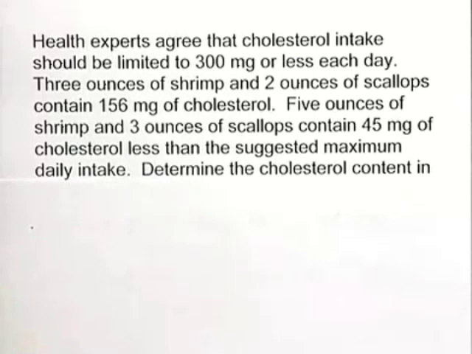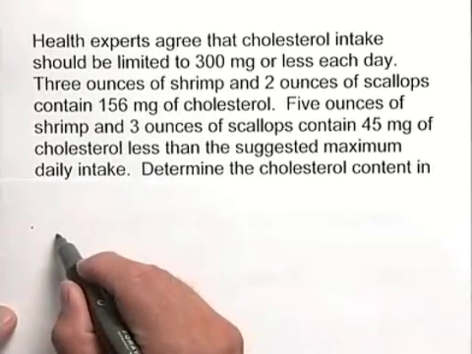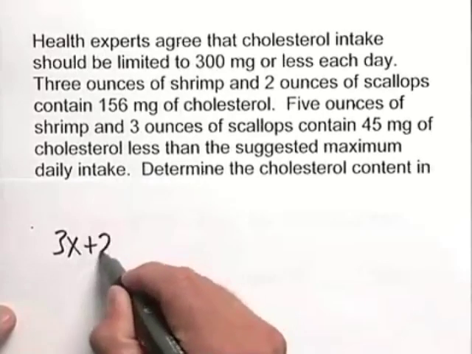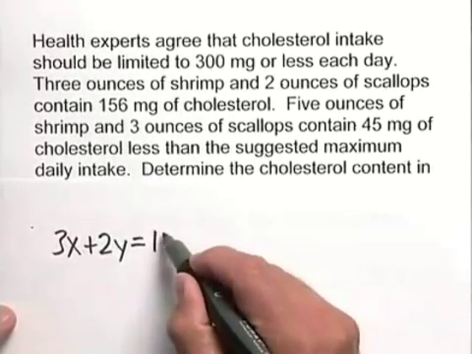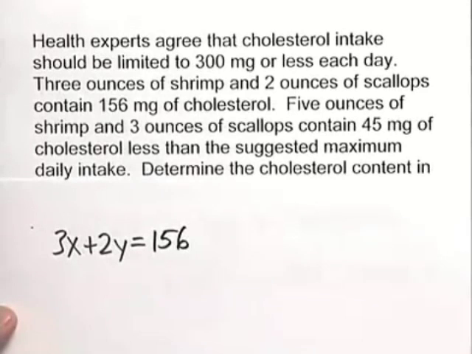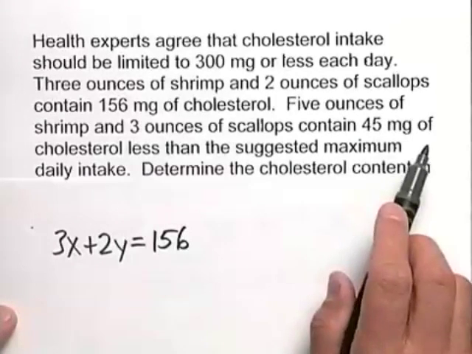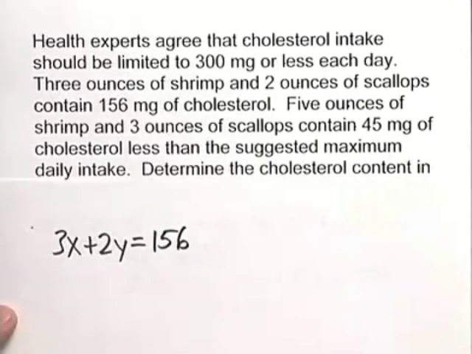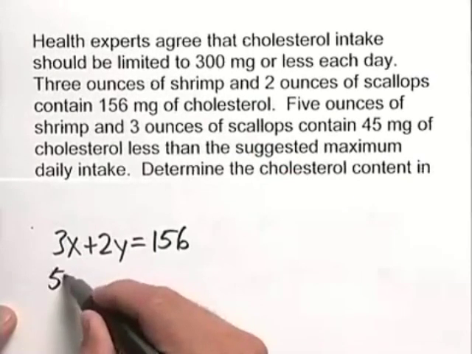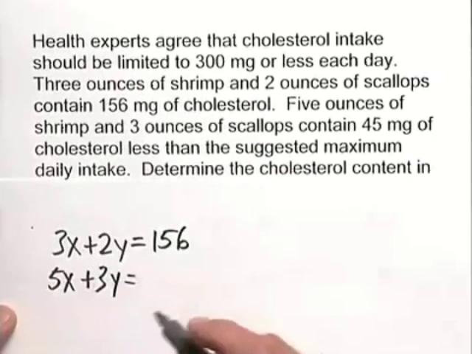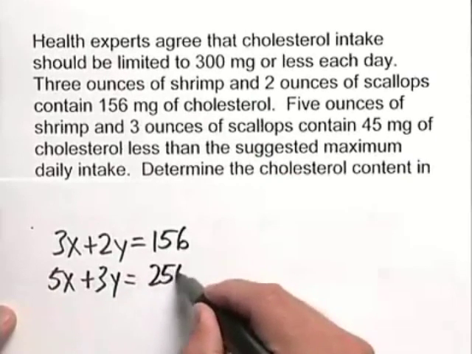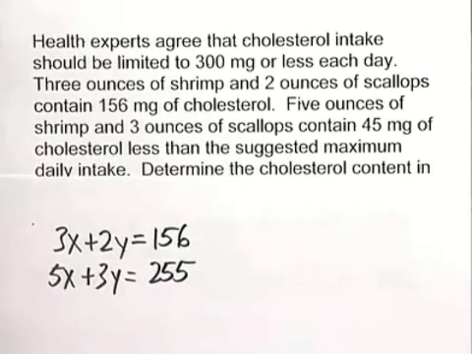Notice that 3 ounces of shrimp and 2 ounces of scallops contain 156 milligrams. So the way we'll represent this in terms of the variables is 3x plus 2y, that is equal to 156. Now 5 ounces of shrimp and 3 ounces of scallops contain 45 milligrams of cholesterol, less than the suggested maximum daily intake, which we know to be 300. So we'll write that as the equation 5x plus 3y, that is equal to 255, and this is the system we now need to solve.